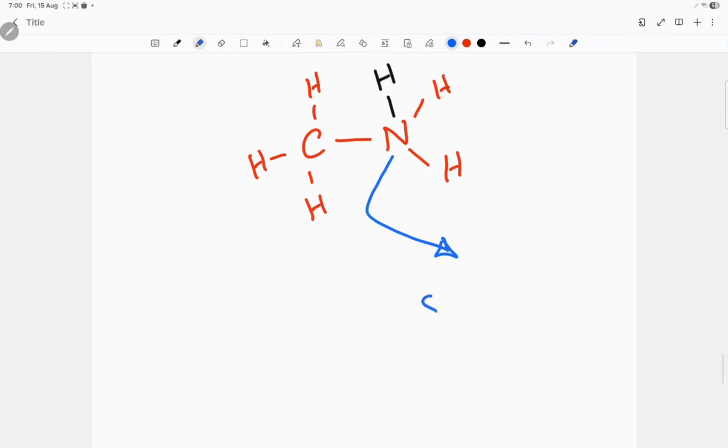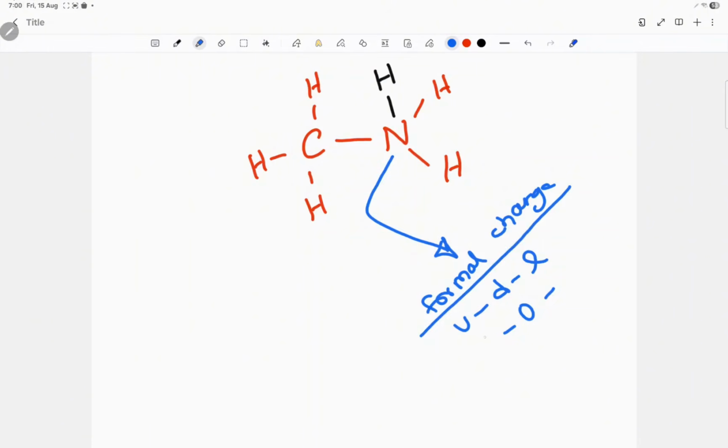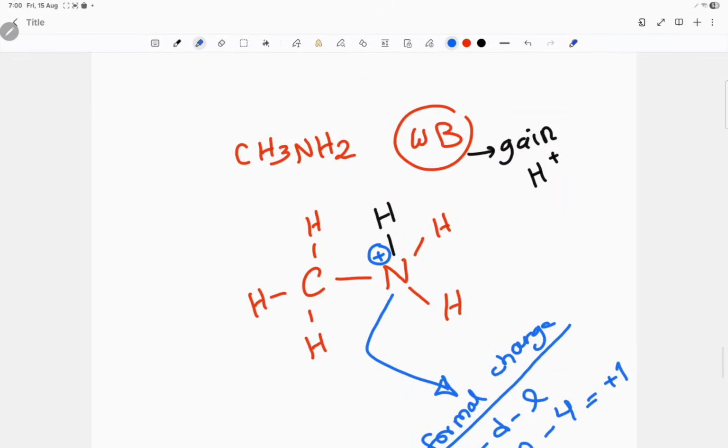So the formal charge is going to be valence minus dots minus lines. I don't see any dots, so 0 for the dots. 5 and 4. So plus 1. Excellent. Which means something, right? It's a conjugate acid if it's plus 1. So when a weak base gains an H, it becomes a conjugate acid. Yes, the weak base's job is to gain H, and then it becomes a conjugate acid.